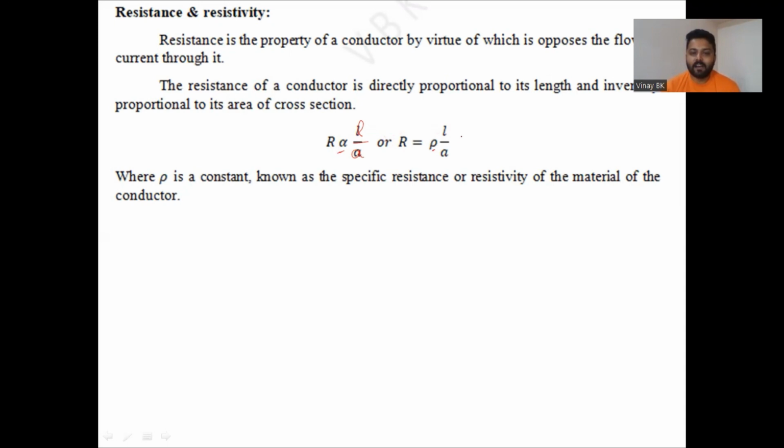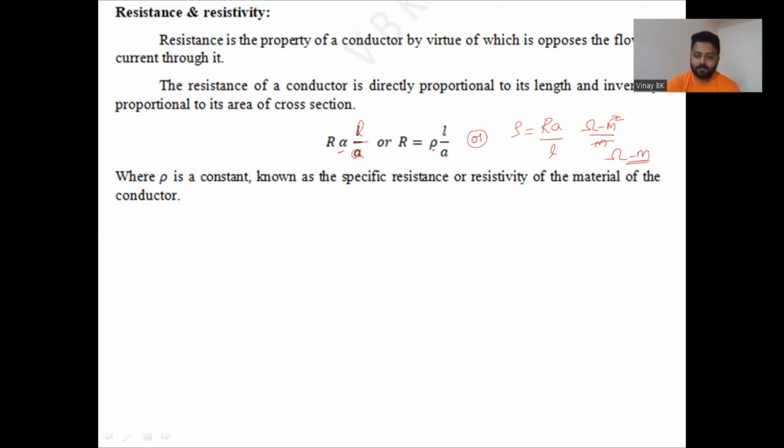So you can write R equals rho L divided by A, or you can also write rho equals R A divided by L. The SI unit of resistance is ohm, and for area it is meter square divided by length in meters, so that meter and meter will get cancelled. The SI unit of resistivity is ohm meter.